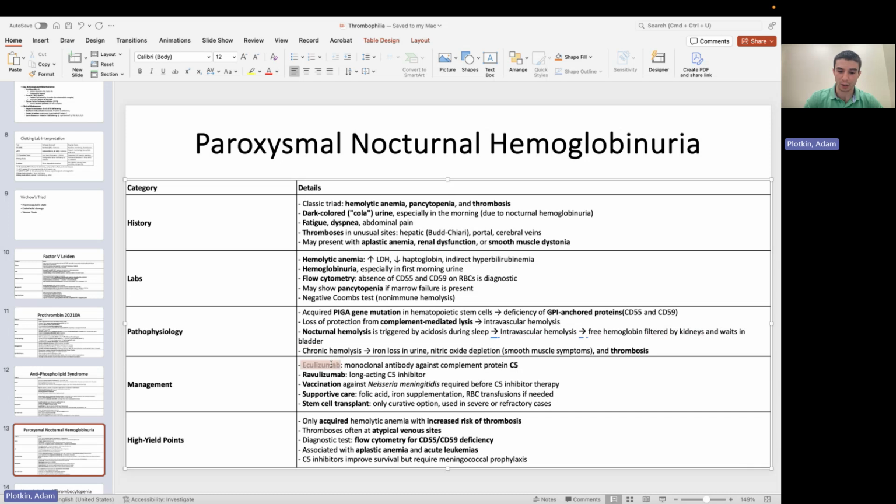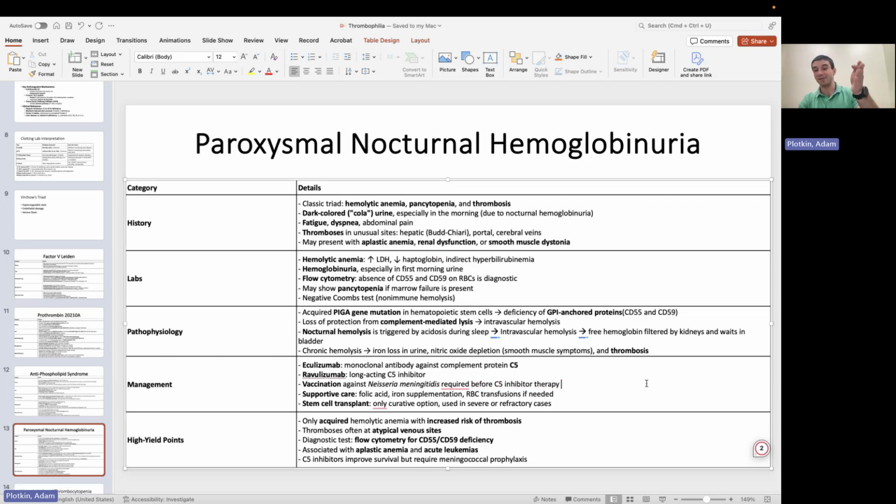We can use things like eculizumab, which I talked about in my MAHA lecture. It's also used for atypical hemolytic uremic syndrome. It's a monoclonal antibody against protein C5. Okay, ravulizumab is a long-acting C5 inhibitor. We should give vaccination against Neisseria meningitidis. That's required before starting a patient on a C5 inhibitor.